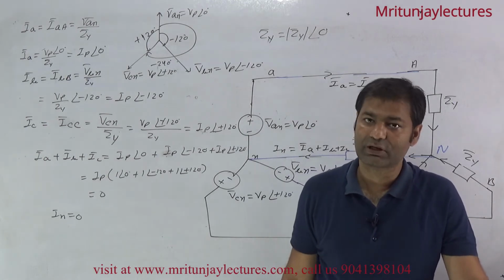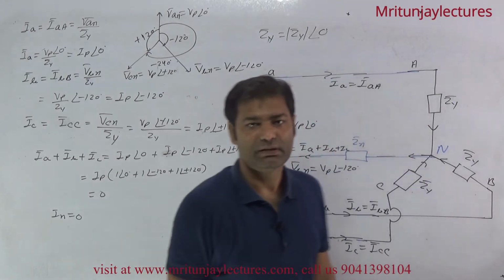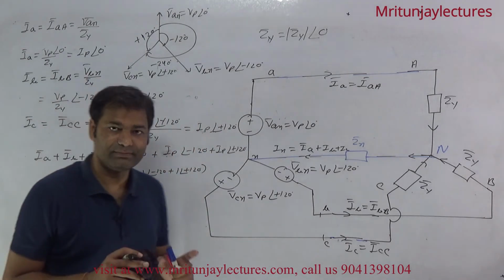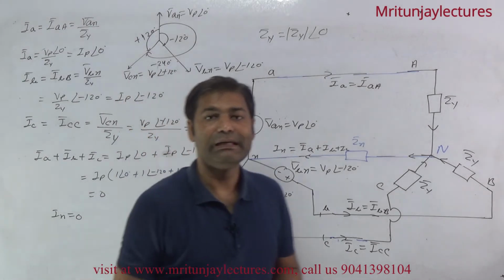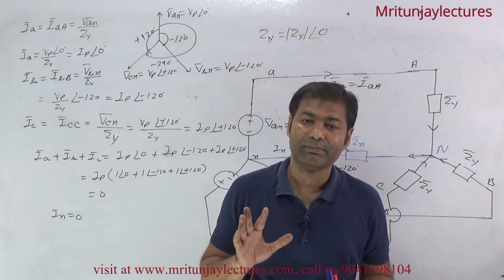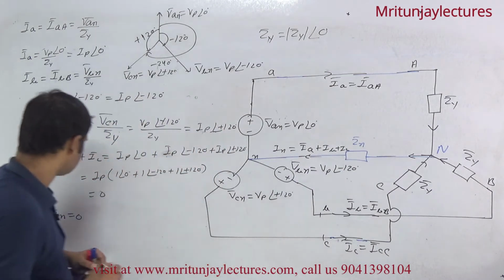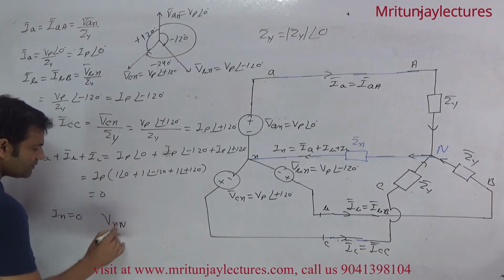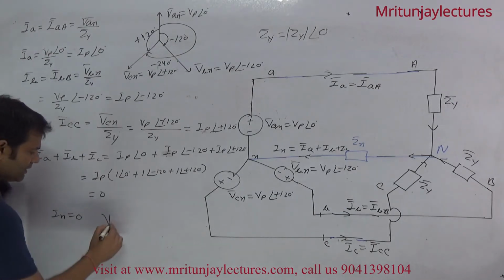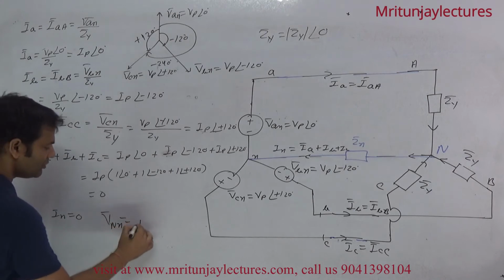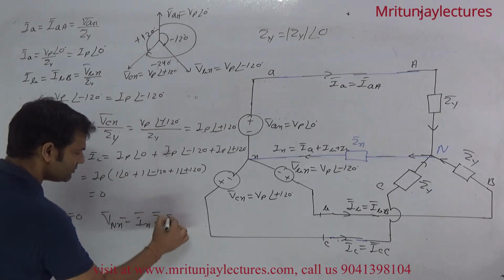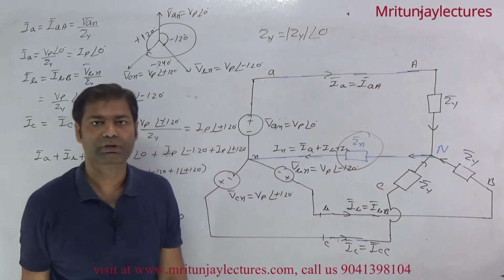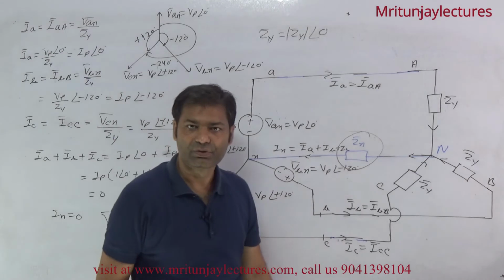If unbalanced, then what about IN? IN is something else, it's a different case, but in this case we have considered only a balanced star-star connection. Okay, now IN is equal to 0. That's why the voltage across the neutral impedance, IN into Zn, is equal to 0. The voltage drop across the neutral impedance is 0.